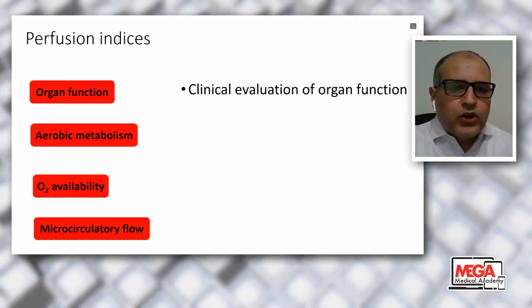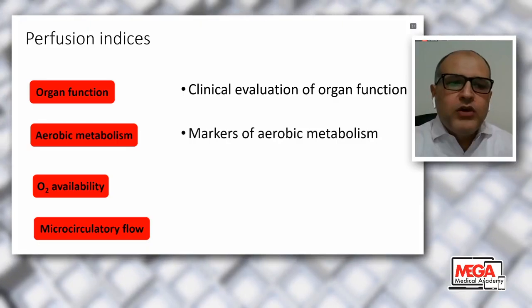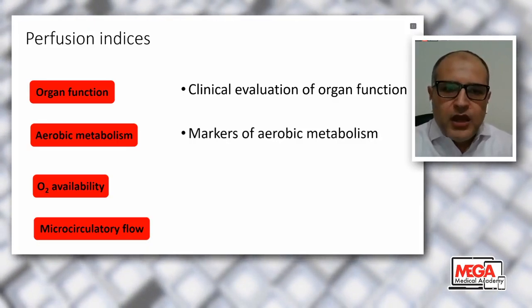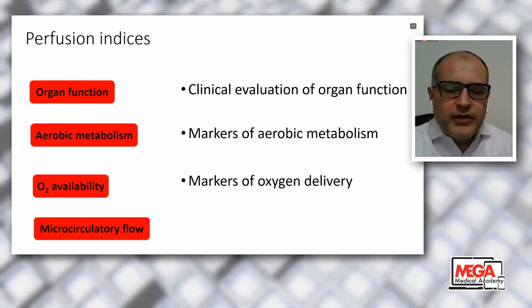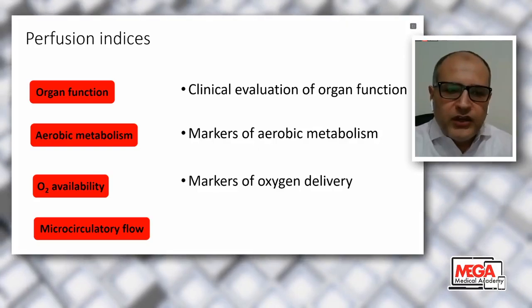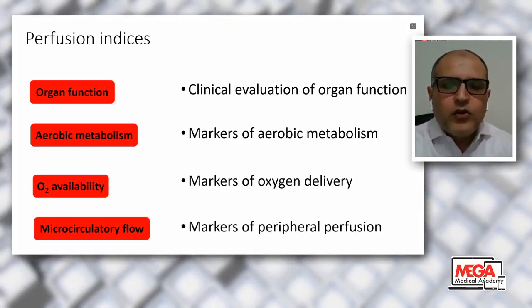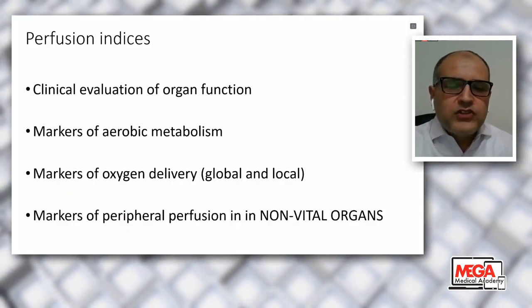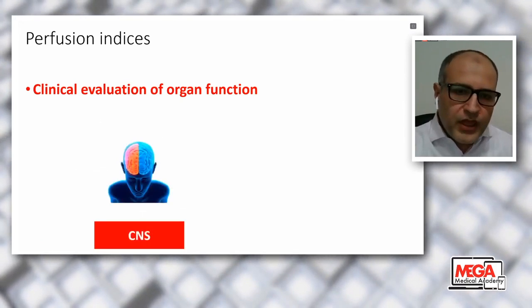How will we evaluate organ function? Through clinical evaluation of organ function. How will we evaluate aerobic metabolism? Through markers of aerobic metabolism. How will we evaluate oxygen availability? Through markers of oxygen delivery. How will we evaluate microcirculatory flow? Through markers of peripheral perfusion. I will take the first step, which is clinical evaluation of organ function.